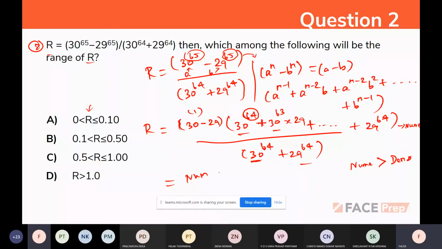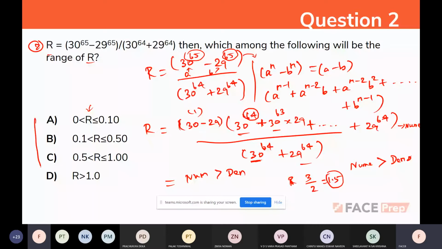So what will be the answer for this question? What will be the range of r? If in a fraction the numerator is greater than the denominator, what will be the answer? For example, 3 by 2, we will get 1 point something. So the answer will always be greater than 1. So tell me what is the answer among these options?